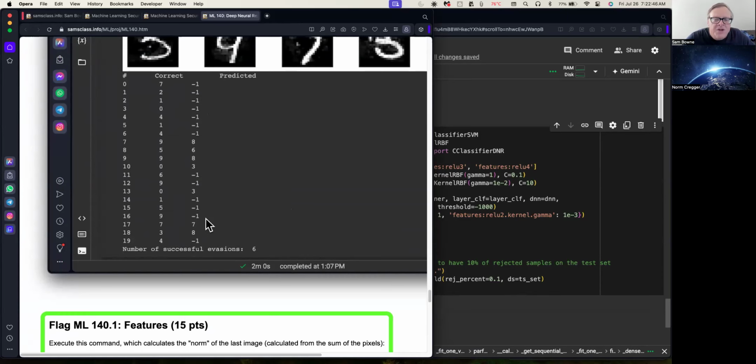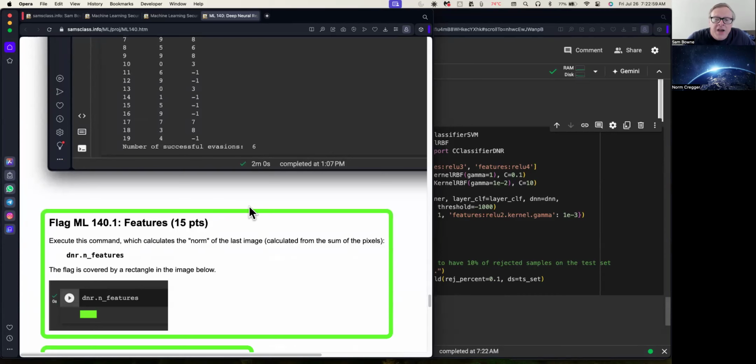So the DNR model lowers the effect of the poisoning. The unprotected model, you can fool it 20 out of 20 times. The protected model, you can only fool it 6 times out of 20. So that's an easy way to see that the defense actually works.